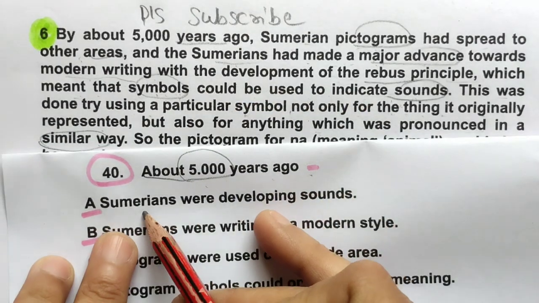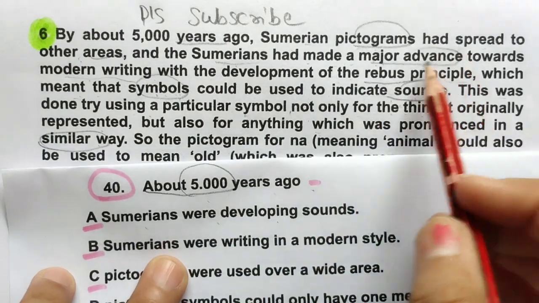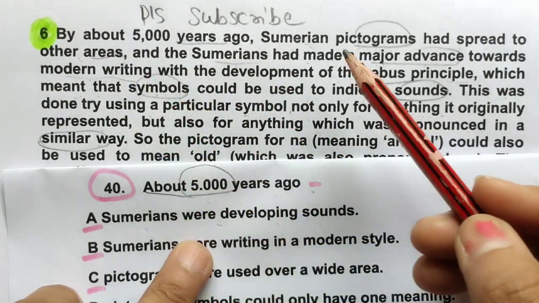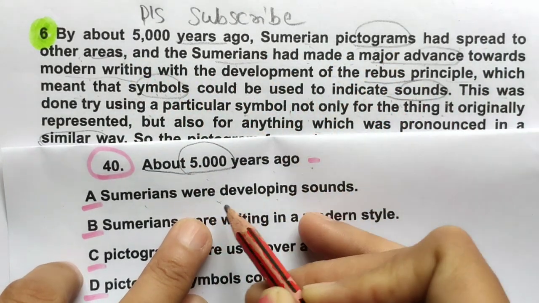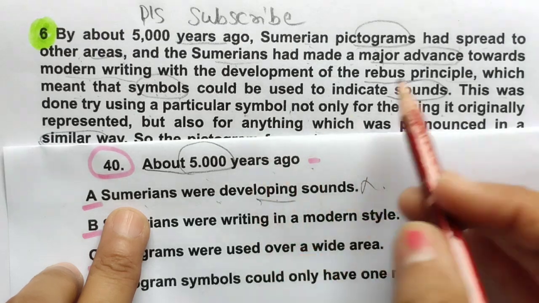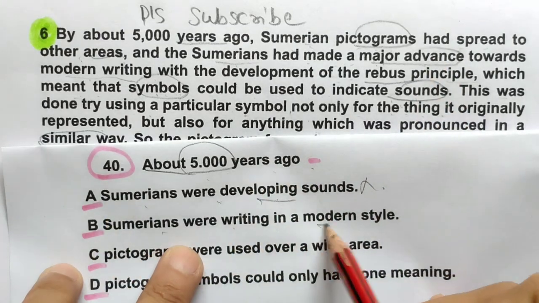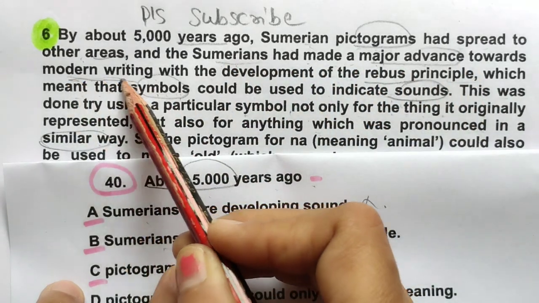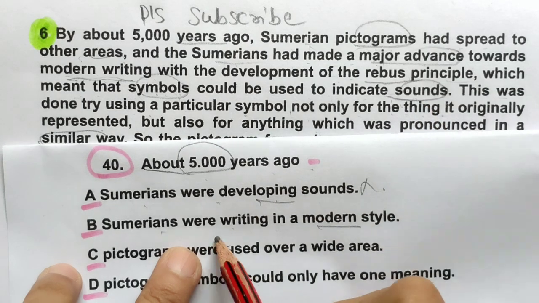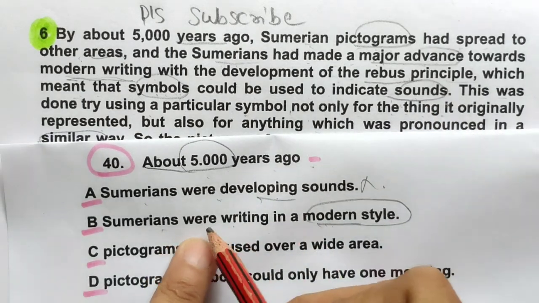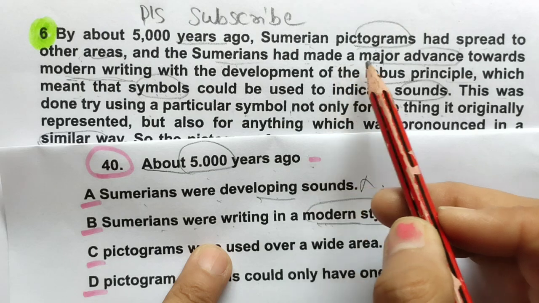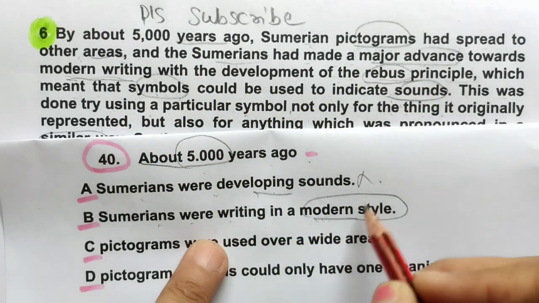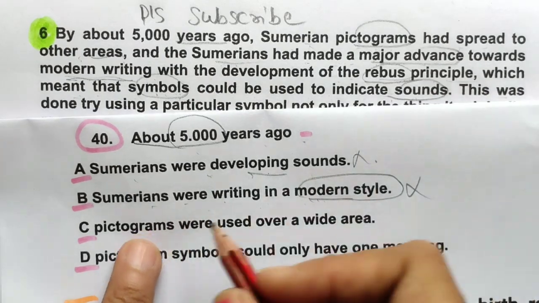Now let's find. Sumerians were developing sounds. Had spread. No, they were not developing. Sumerian pictograms had spread to other areas. It means they have already developed it. So were developing sounds? No, they were spreading it. In fact, Sumerians were writing in a modern style? They had made a major advance towards modern writing with the development of this principle. Were writing in a modern style. So that is not clearly given. They had made a major advance towards modern writing with the development of this principle. So this principle is not given, so we will just make it wrong.